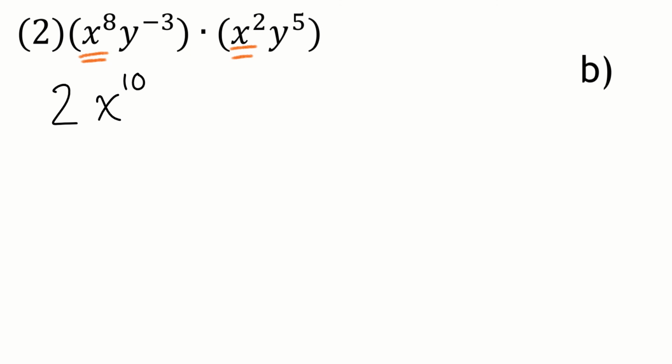And then I have some factors of y. I've got y to the negative 3rd and y to the 5th. It turns out in this case, the y to the negative power is going to take care of itself, and this is just going to become y squared.